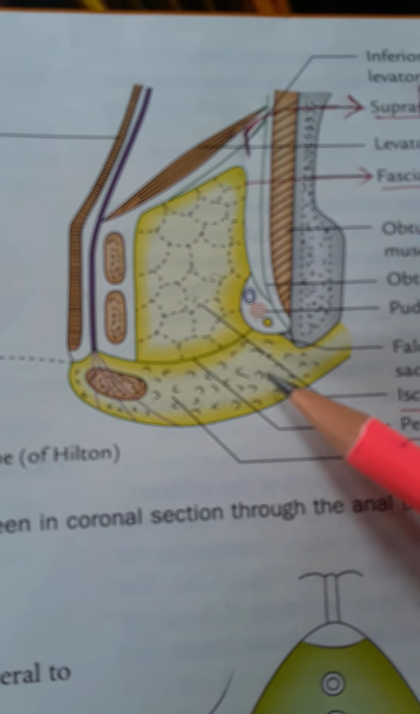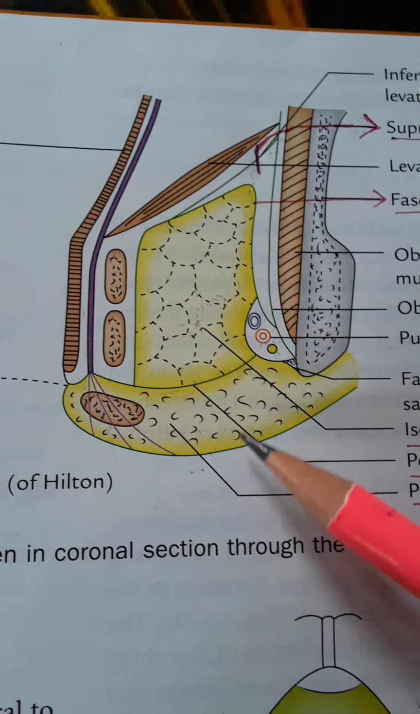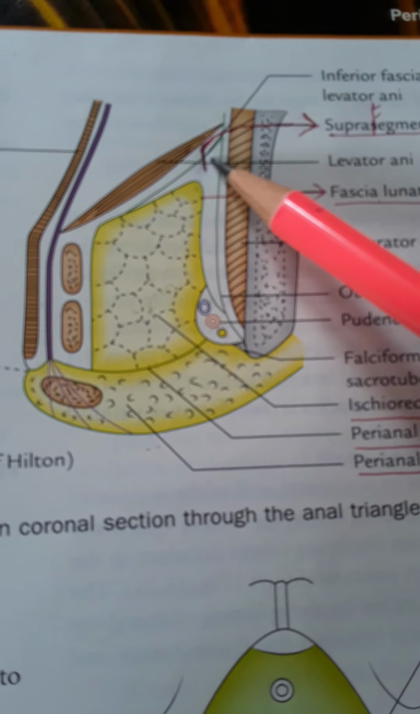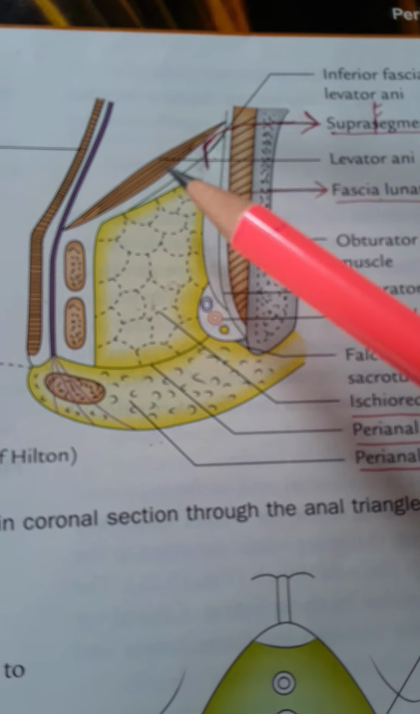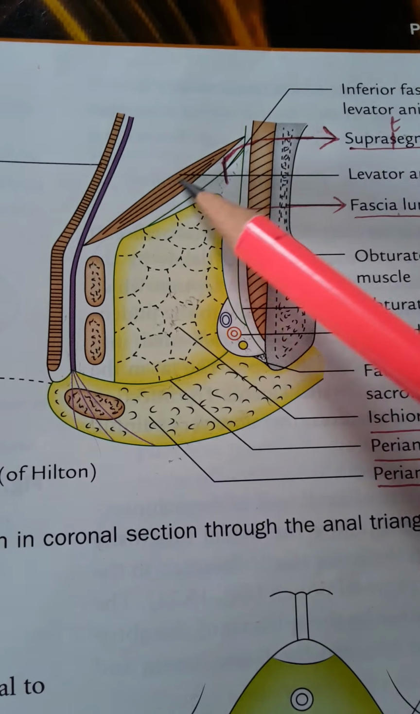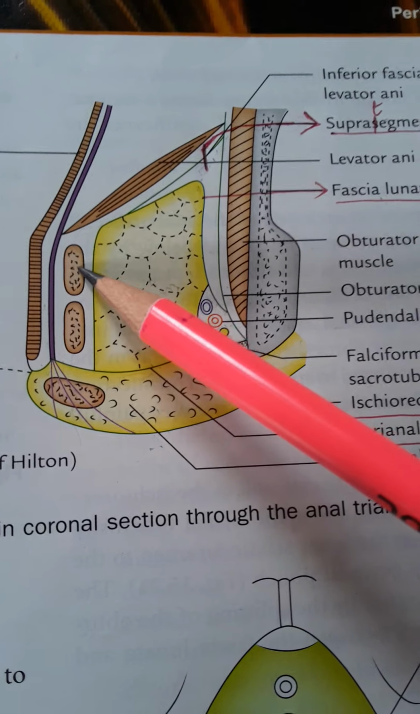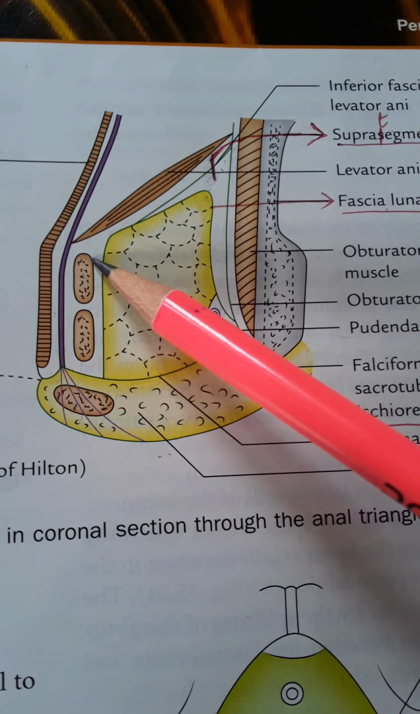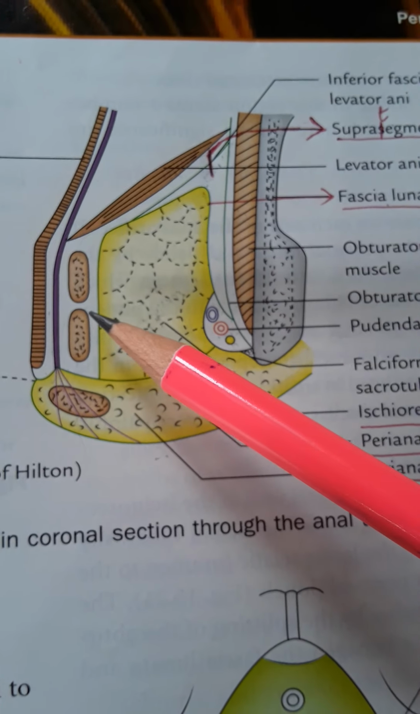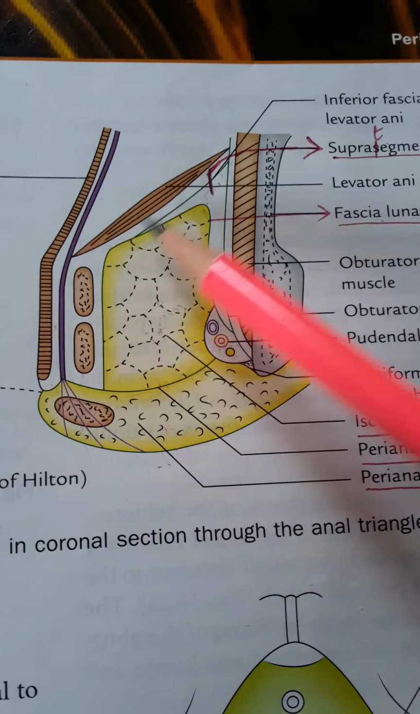It's a wedge-shaped space with its base directed below. The base is formed by skin, superficial fascia and perianal fascia, and its apex is directed upwards. It has a medial wall which slopes downwards. The medial wall is formed above by the levator ani muscle and below by the external anal sphincter. The external anal sphincter consists of three parts: subcutaneous, superficial and deep parts.